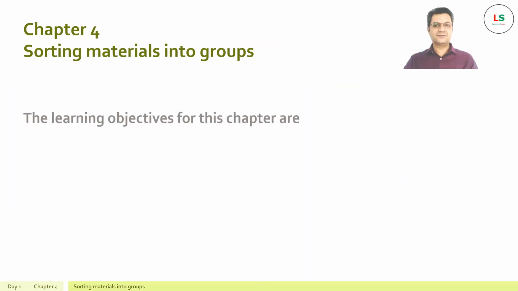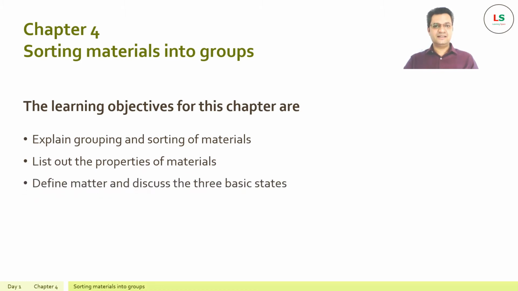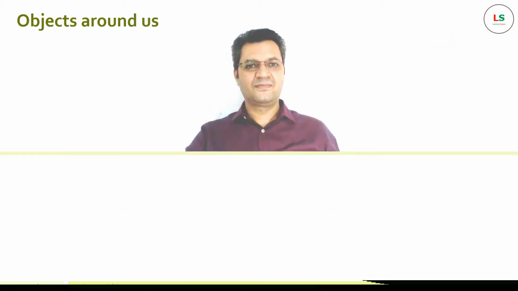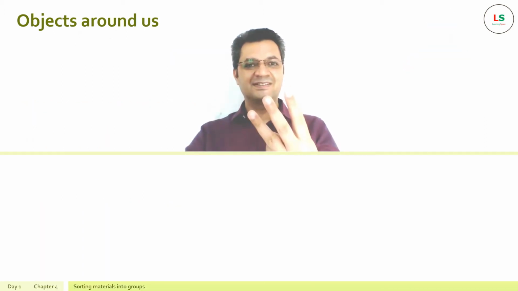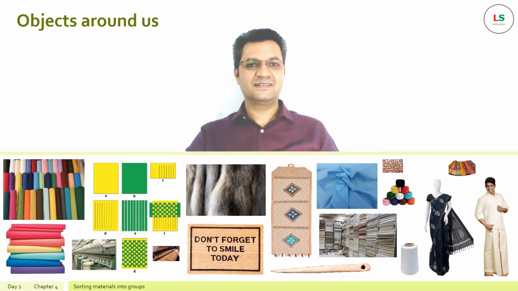The learning objectives for this chapter are: explain grouping and sorting of materials, list out the properties of materials, define matter and discuss the three basic states, perform experiments to understand the properties of materials, and lastly, group materials based on their common properties. The first three chapters have shown us a variety of food and cloth items.